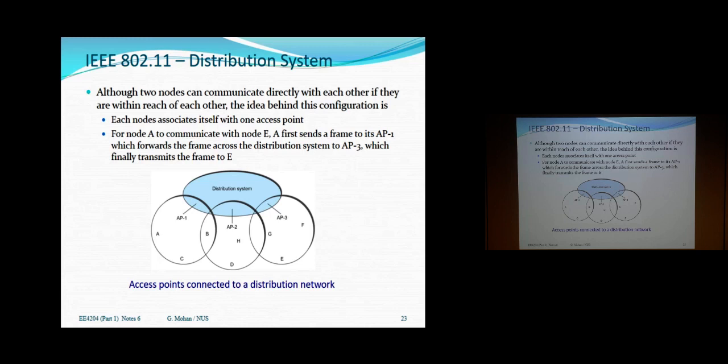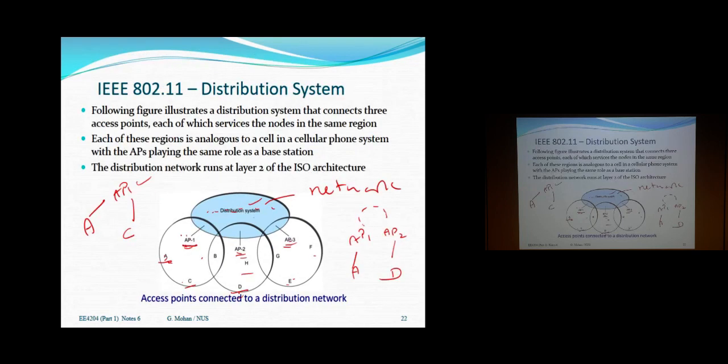Okay. So we say that every node or each host associates itself with one access point at any time. So A is attached to AP1. C is attached to AP1. But B is common to both circles. It can be attached to either AP1 or AP2. Later we will see that by the scanning method, it might prefer AP1 over AP2 or it may prefer AP2 over AP1. So it will choose one between these two. Is that fine?